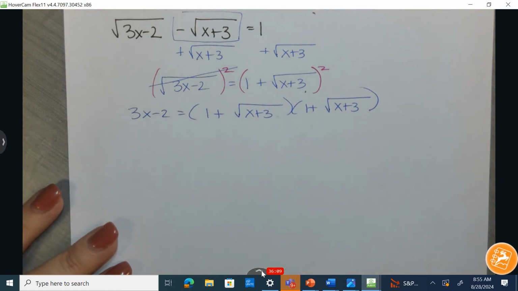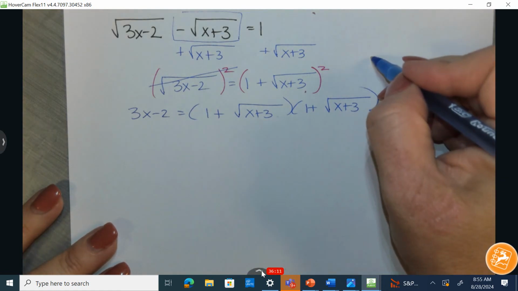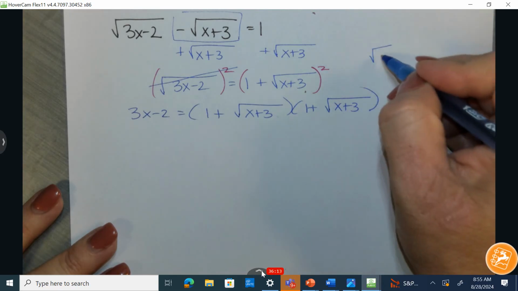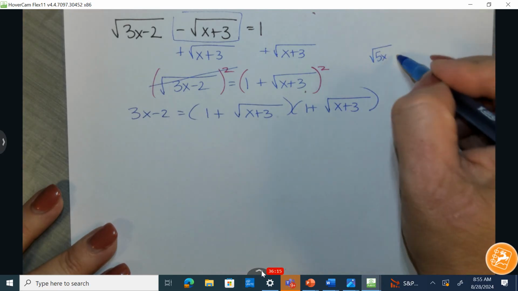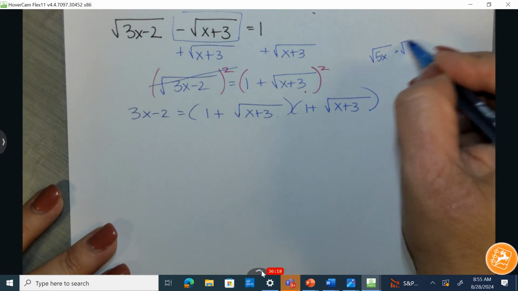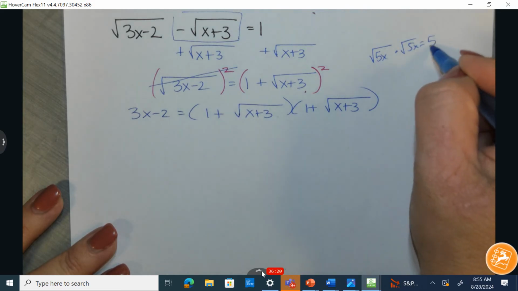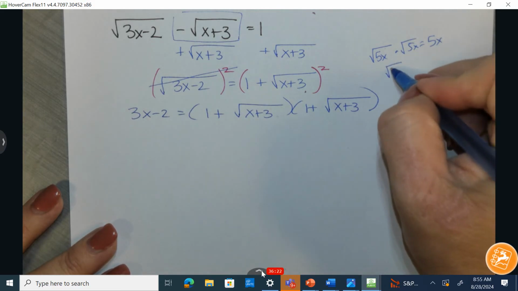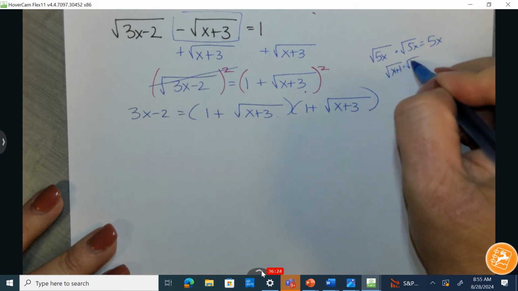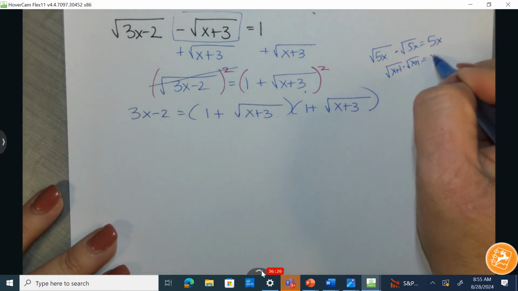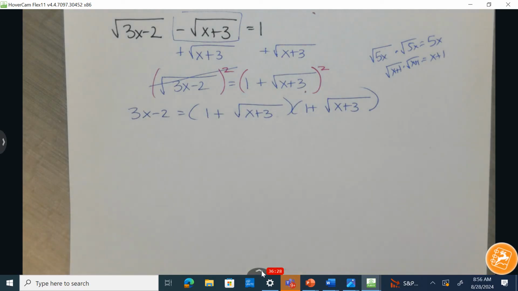Okay, I just want to take a quick moment here to remind us. If we take any value like the square root of 5x, the square root of 5x times the square root of 5x is simply 5x. Or if I take the square root of x plus 1 times the square root of x plus 1, I'm left with simply x plus 1. So just keep that in mind. Okay, here we go. You ready?